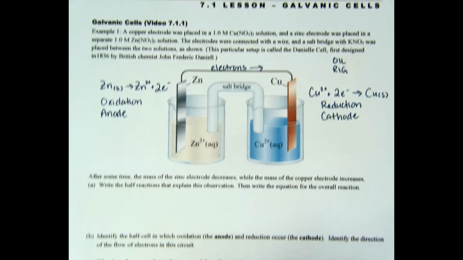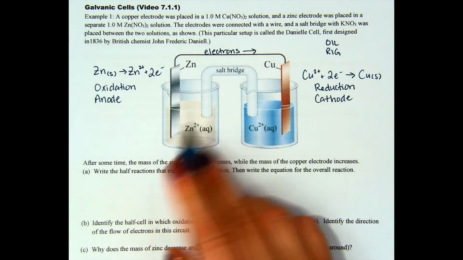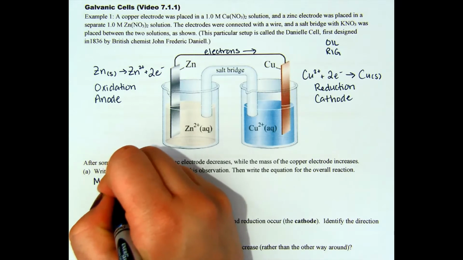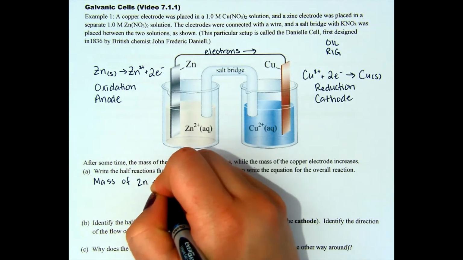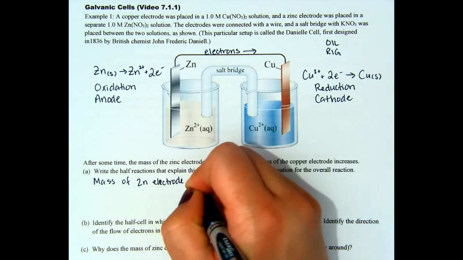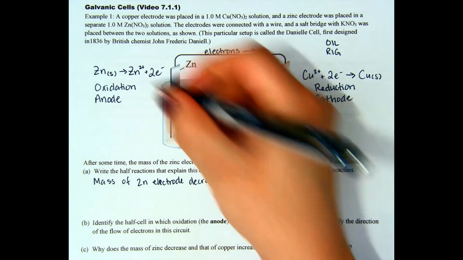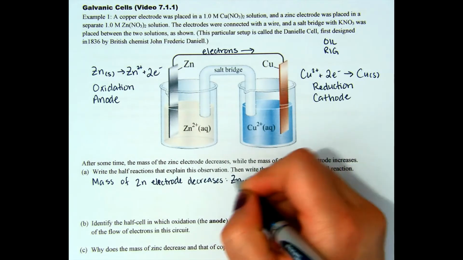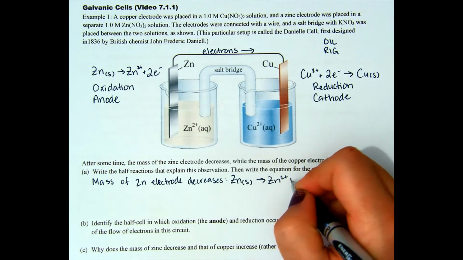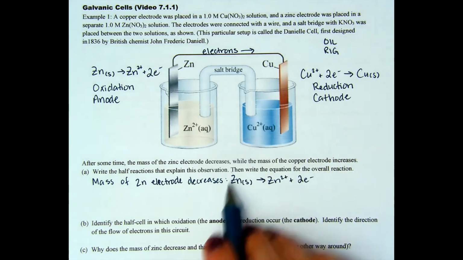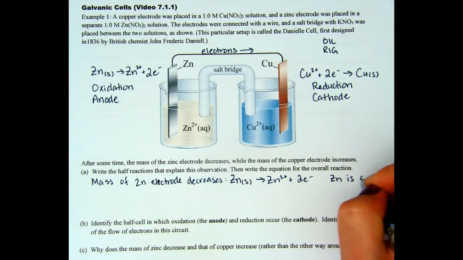And so whoever's doing this reaction has noticed that this zinc is getting smaller and smaller. So if we have our mass of zinc electrode, and that decreases. So what's happening there? So we're going to copy our reaction. Zinc, we already looked at that. Zinc solid is turning into zinc ions, zinc 2+ ions, plus 2 electrons. And in this case, we can say that zinc is being oxidized.